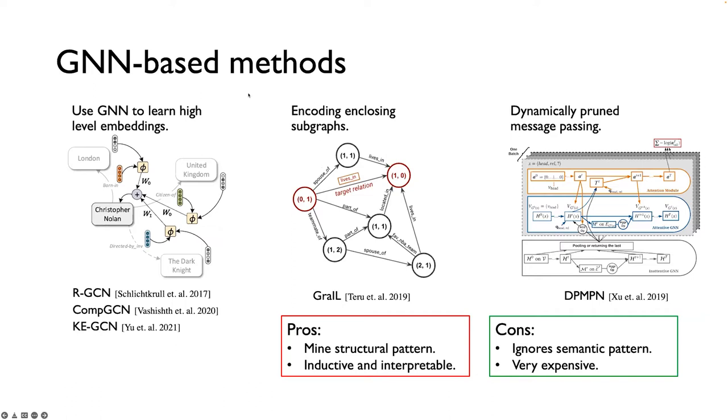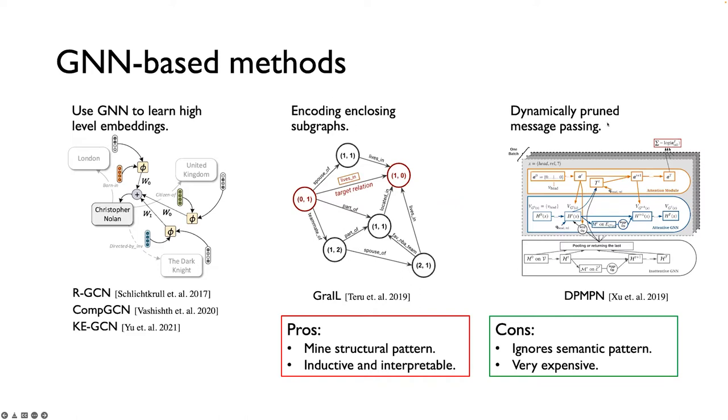GraIL is an interesting work on KG. Given the query entity and answer entity, it extracts the enclosing subgraph between the two entities. Then an attention-based graph neural network is applied on the subgraph to predict the target relation. Since the subgraph modeling does not rely on the entity embeddings, it can generalize to unseen entities in inference.